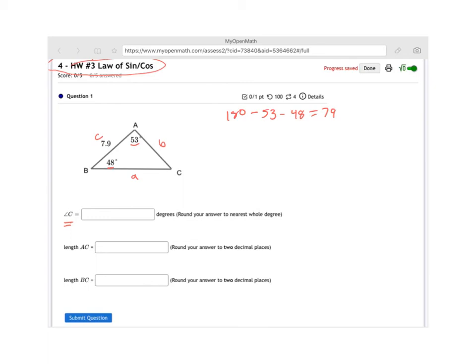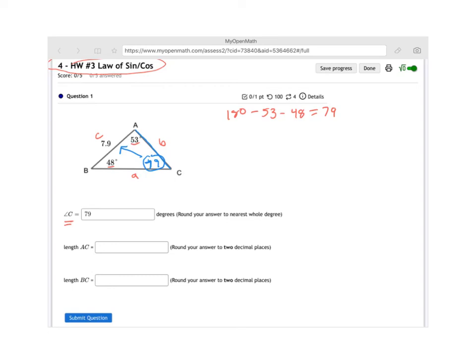Well, side AC is right here. That is going to be our B. So when I write the equation, it'll look something like this. The sine of 48 over B is equal to the sine of 79 over 7.9. Now, the reason why I use 79 and 7.9 is because this is the only angle that I know its opposite side. So now I'm going to cross multiply.